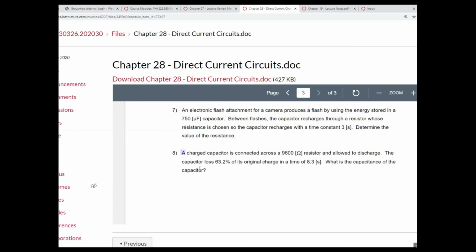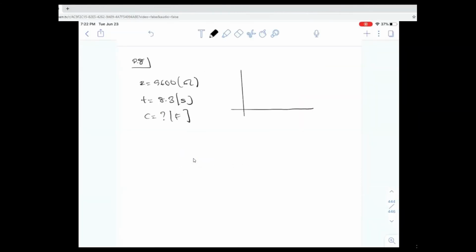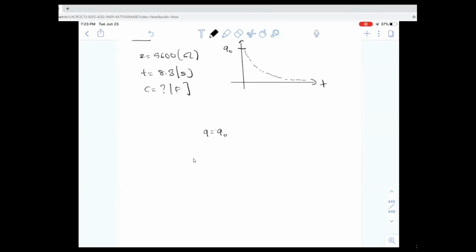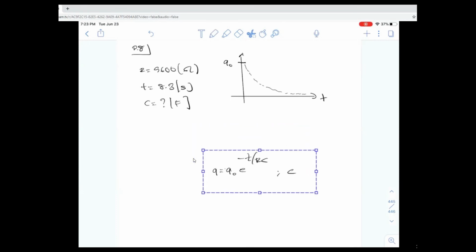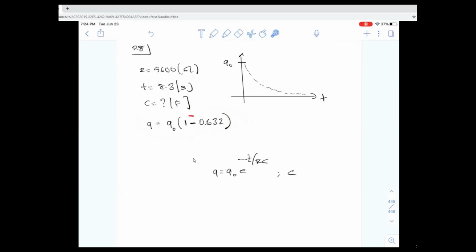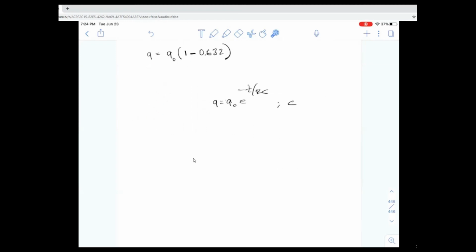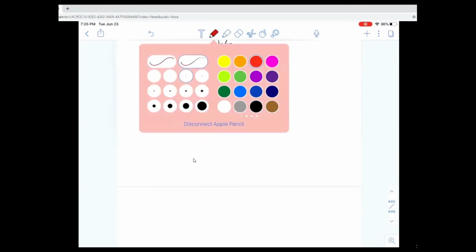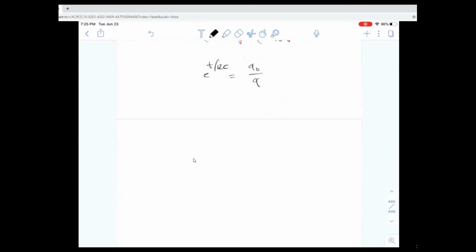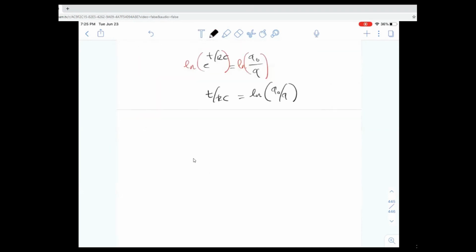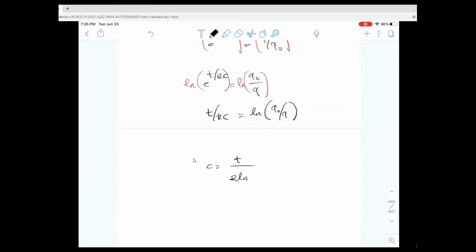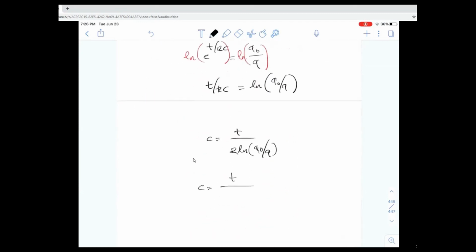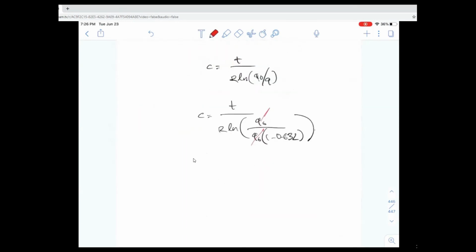Let's work on problem number 7. Let's list everything first. We need the capacitance time. It's going to take 8.3 seconds for it to discharge to 63.2% of its maximum value. So basically isolate C and get rid of the negative exponent, which is one of the things I like to do. It makes life easier, so invert both sides, take the natural log on both sides, and then switch the terms to get C on the left-hand side. And then that's it. Just plug in the numbers.